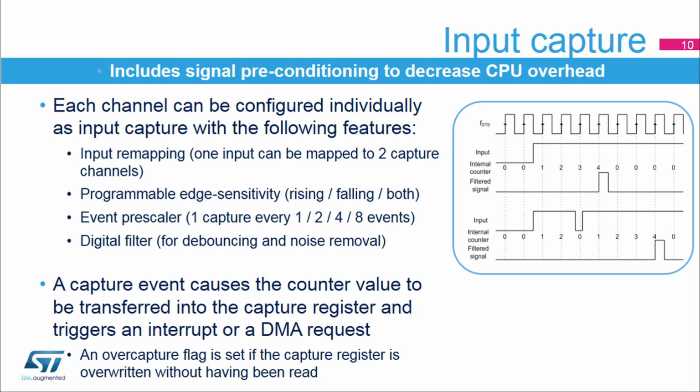Once the capture trigger is issued, the timer's counter is transferred into the capture counter and an interrupt or a DMA request can be issued. If a new capture occurs before the previous one had been read, the capture register is overwritten, and an overcapture flag is set for the software to manage this condition if needed.